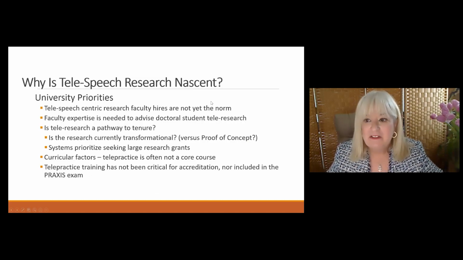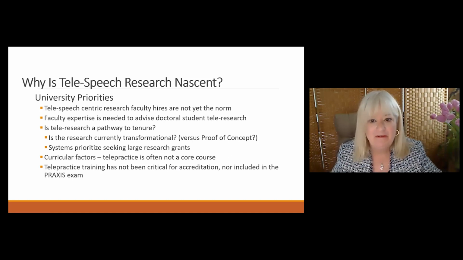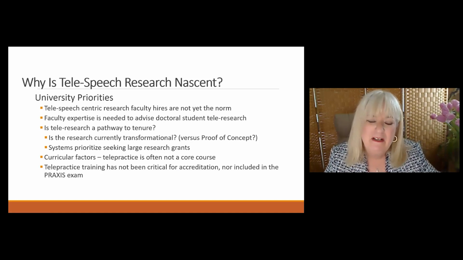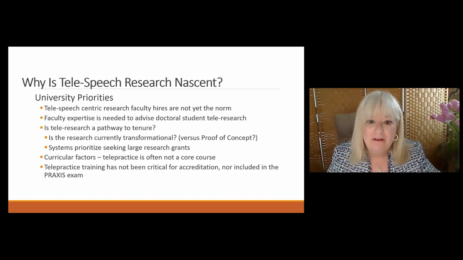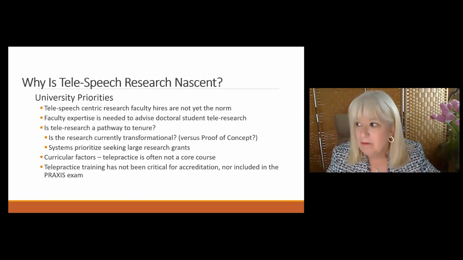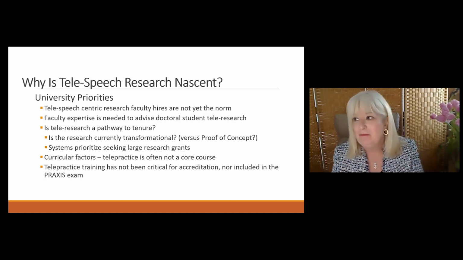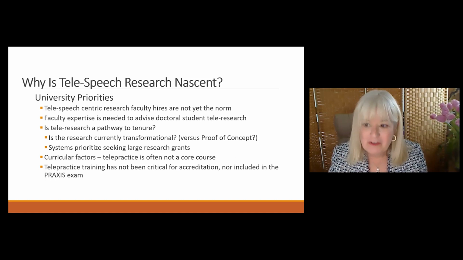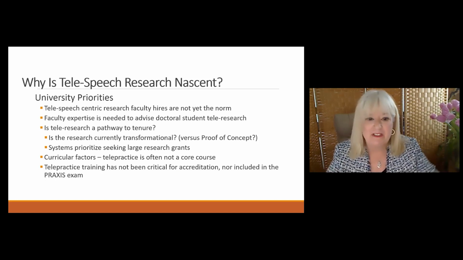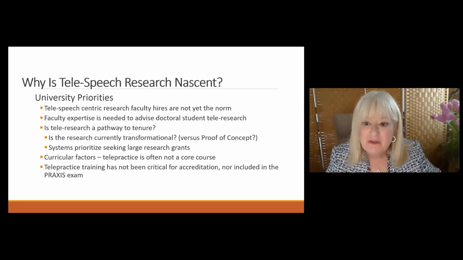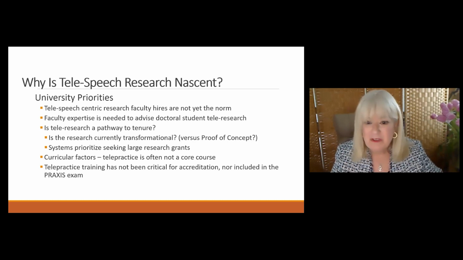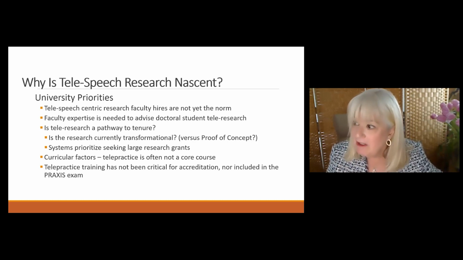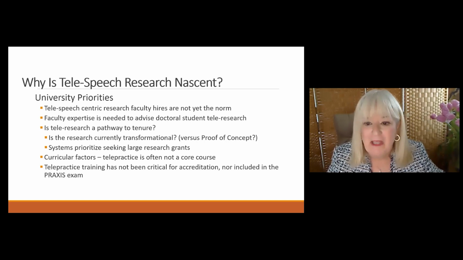So why is telespeech research kind of nascent? Well, one reason has to do with university priorities. The research hires in telespeech are not the norm right now. You don't see a lot of job postings with that as the primary focus. And faculty expertise is really needed to advise doctoral student tele-research, and they're the research of the future. Doctoral students are also needed to help faculty members do their research in their labs.